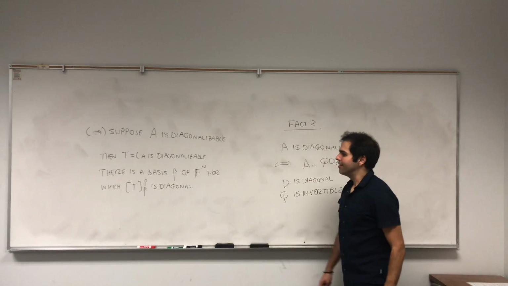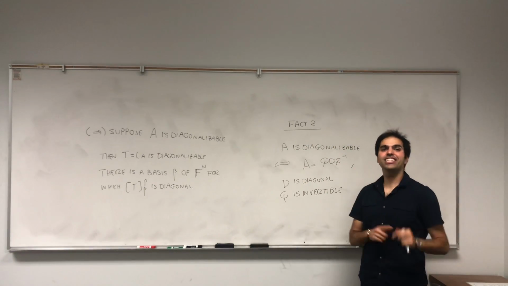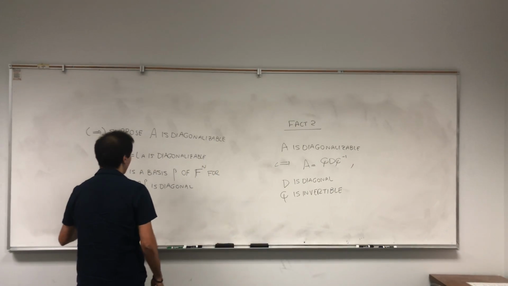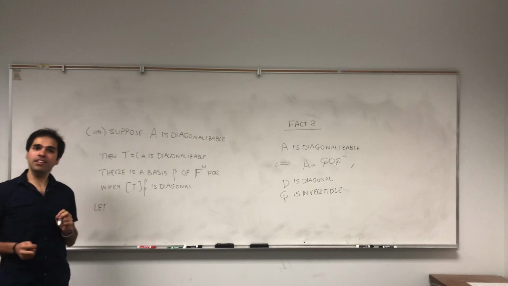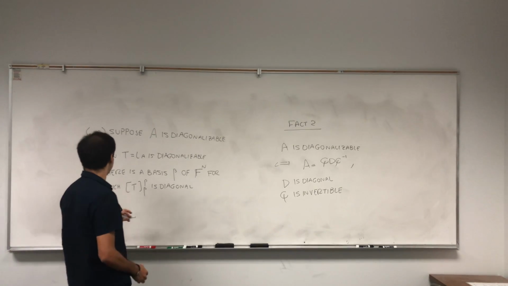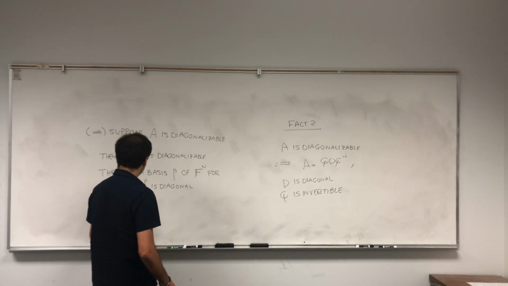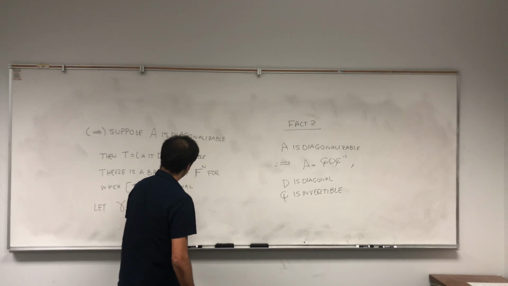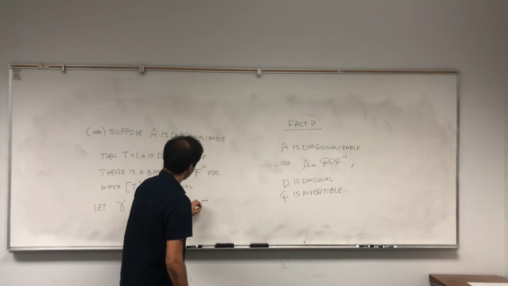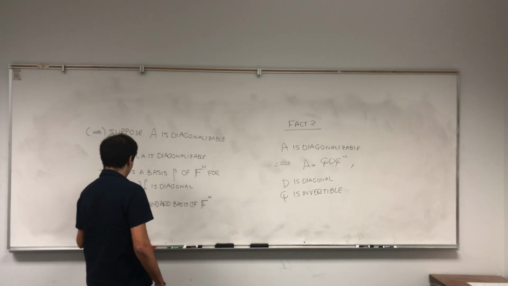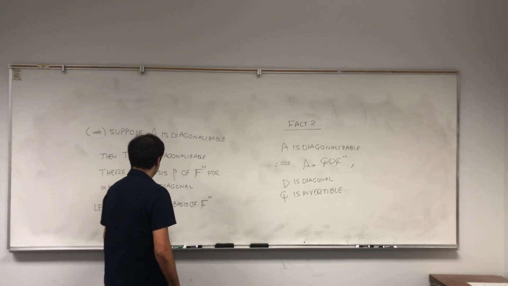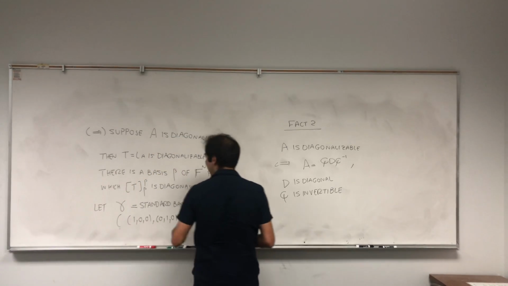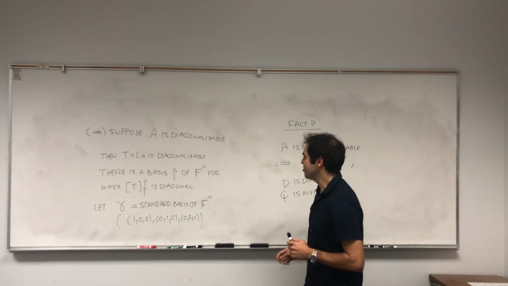And for a second, let's not change bases, and you'll see why this is useful. So which other basis of Fn can we pick? Well, why not just the standard basis? Because it's the standard one. So let gamma be the standard basis of Fn. And again, for example, in R3, it's (1, 0, 0), (0, 1, 0), (0, 0, 1). So just the standard one, and there's a reason why this is useful.